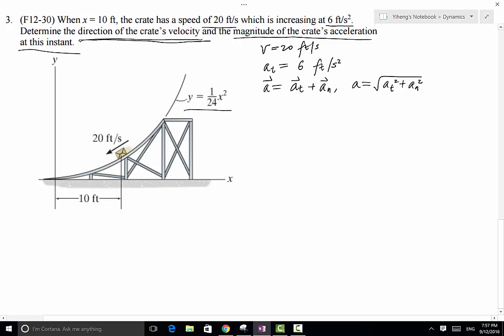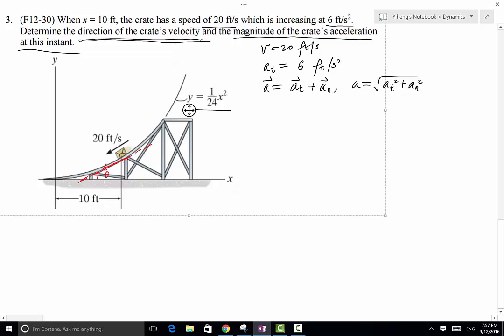So let's first look at the first half of this problem to determine the direction of the crate's velocity. We know that the direction of the velocity is always tangent to the path. Therefore, the direction of the velocity is simply along this tangent line. And we specify that by an angle theta right here. So this angle theta is made by the x-axis and a tangent line at this point when x equals 10 feet. So how do we determine this theta?